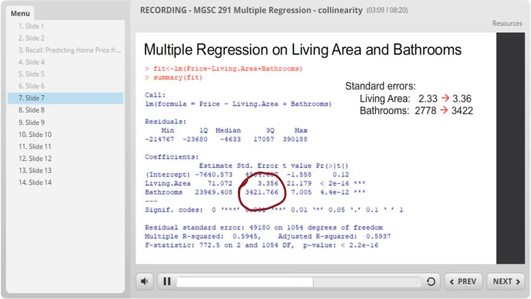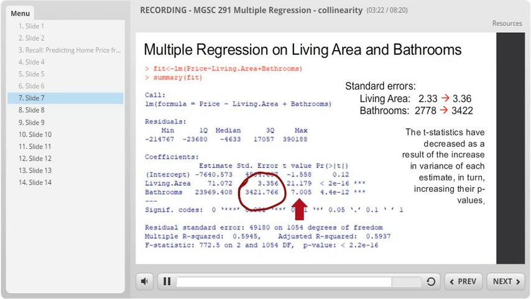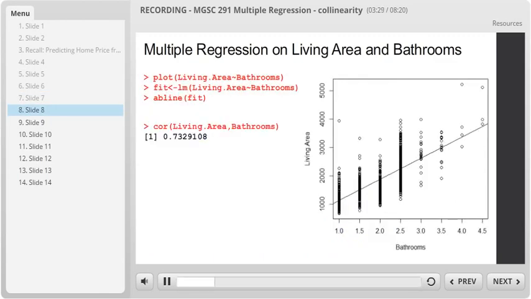Note that the standard errors of living area and bathrooms have undergone a significant percentage increase from the simple regression to the multiple regression model. As a result, the t-statistics have decreased, which in turn increases their p-values. These changes are the impact of the collinearity between living area and bathrooms, which are clearly positively correlated.